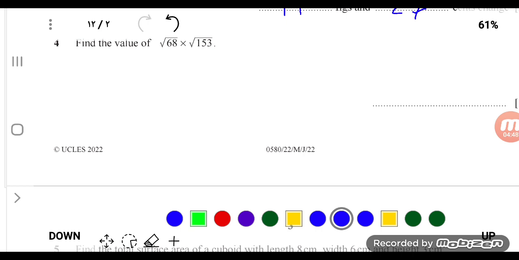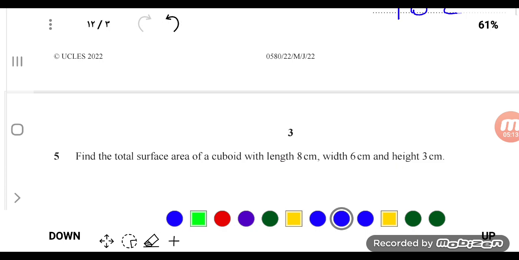Find the value of radical 68 times radical 153. Now, this is on the calculator. If you multiply these two radicals on the calculator, you get 102. So the answer here is 102. This is a very simple question. Next one.